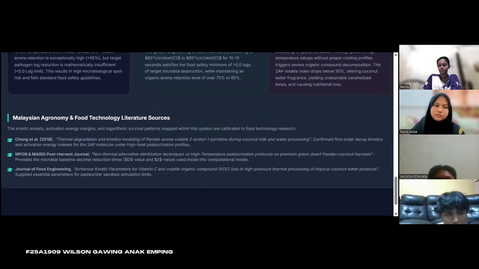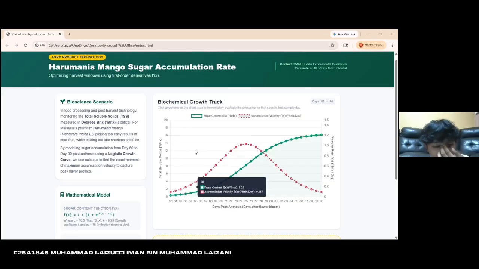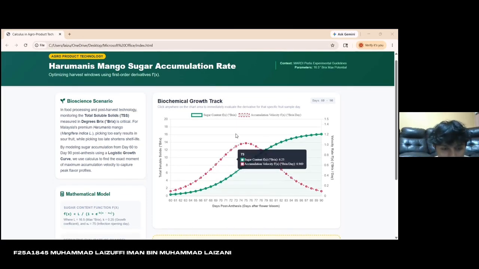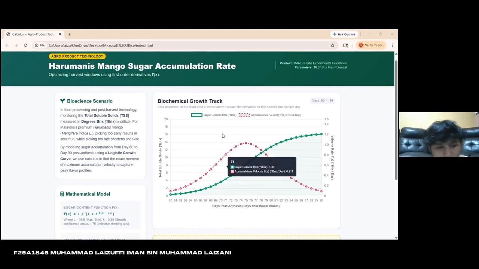Okay, guys, this is for me. I will present a short explanation of how calculus can be used to understand sugar accumulation in Harumanis mangoes. This project connects both bioscience and mathematics, showing how a real biological process can be modeled using equations that help prediction and decision making.